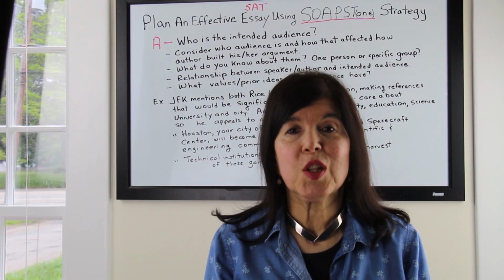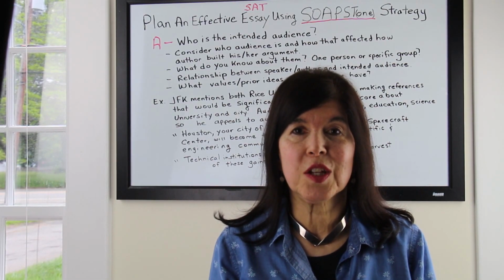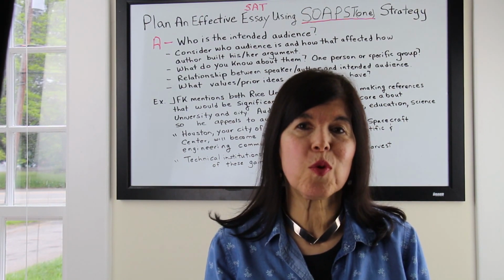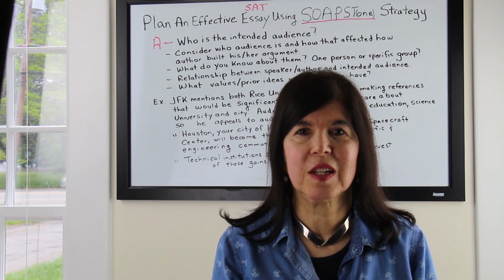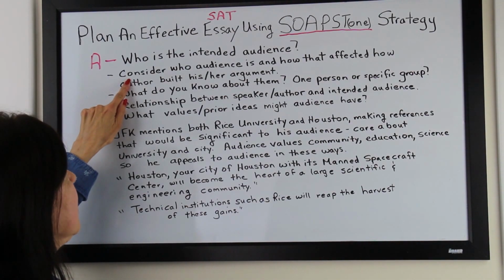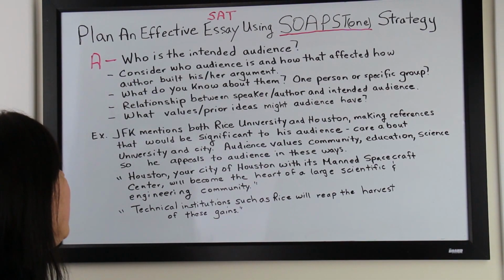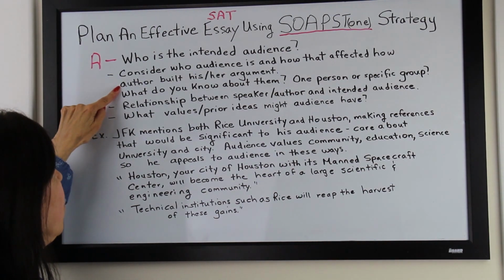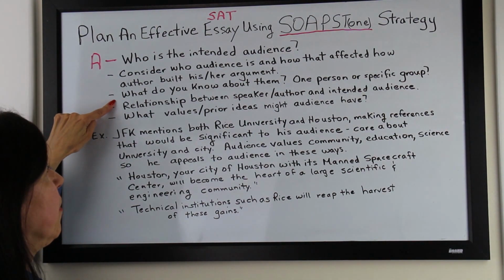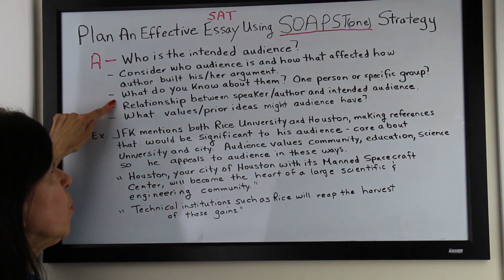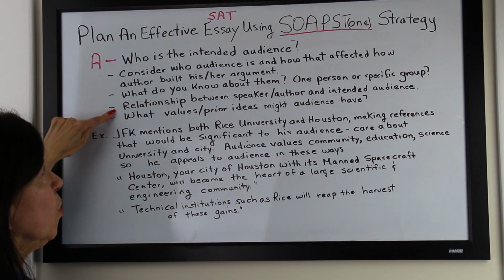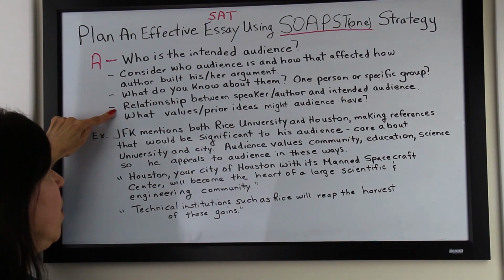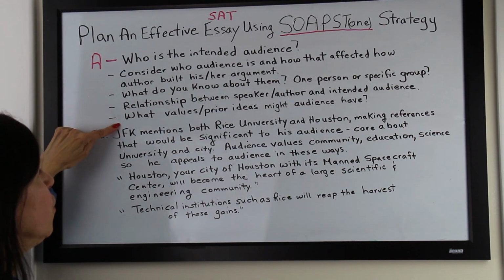The letter A in SOAPSTone is for intended audience. And here are some questions that you should ask yourself as you read the source text. You want to consider who the audience is and how that affected how the author built his or her argument. What do you know about the audience? Is it one person or a specific group? What is the relationship between the speaker or author and the intended audience? And what values or prior ideas might the audience have?